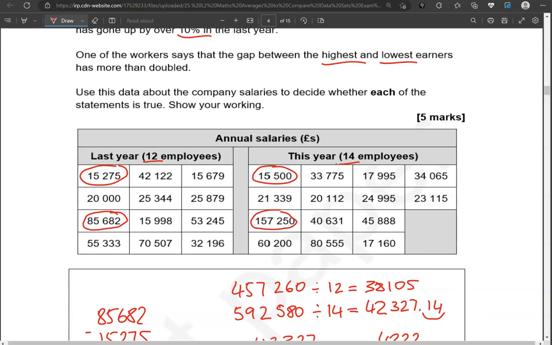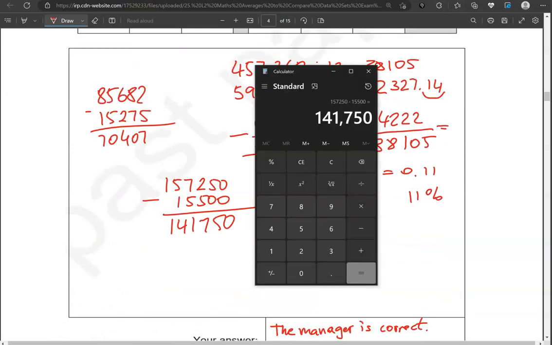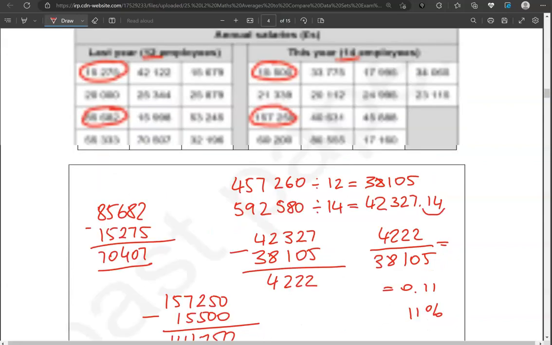One of the workers says that the gap between the highest and the lowest earners has more than doubled. So let's take this and divide by 2. Gives us 70,875. So this is higher than this. So it tells us that it is correct. It has more than doubled. So the manager is correct, and also the worker is correct.